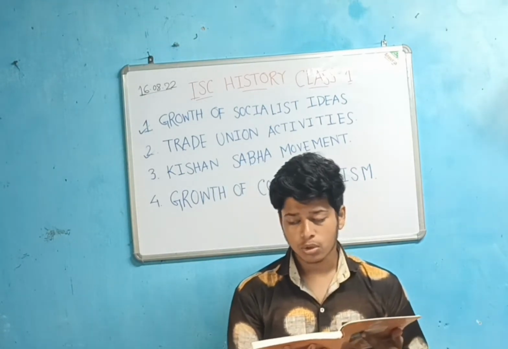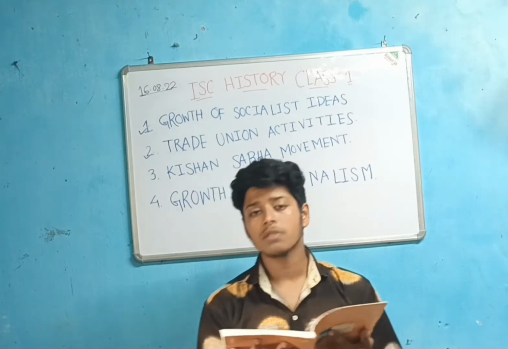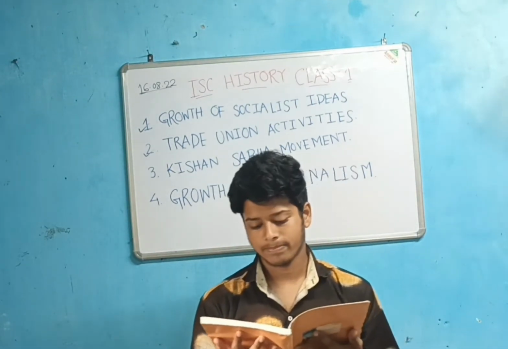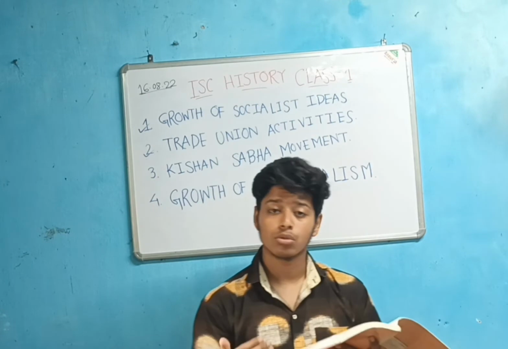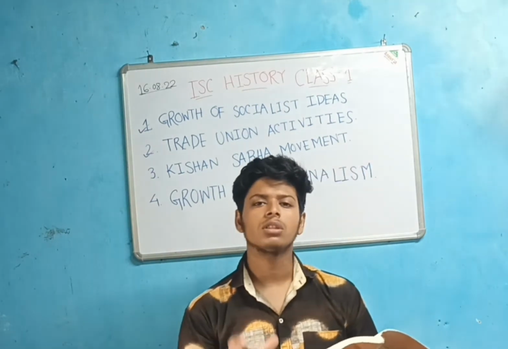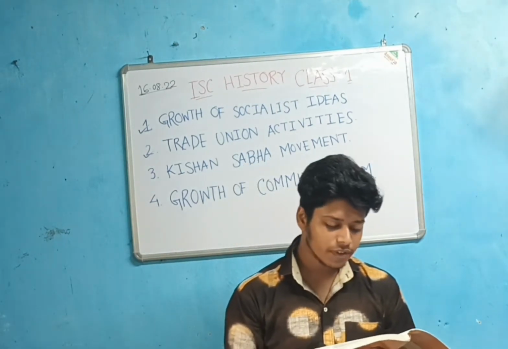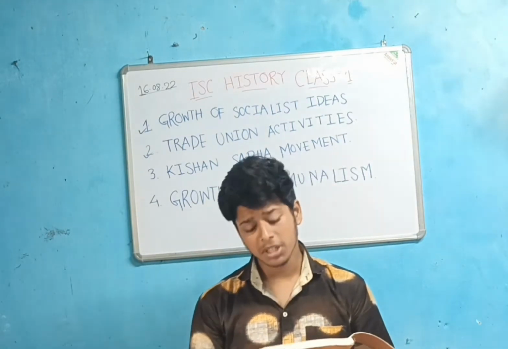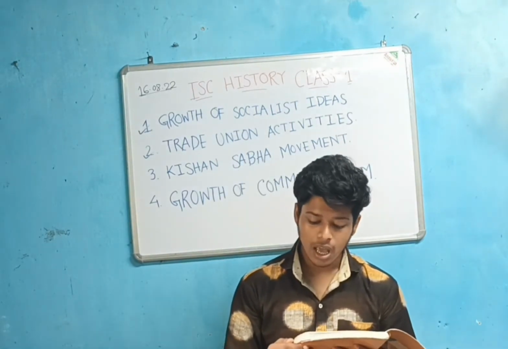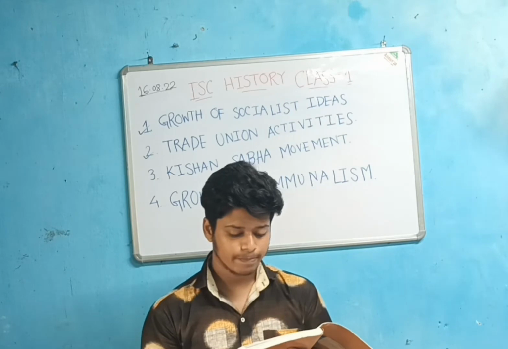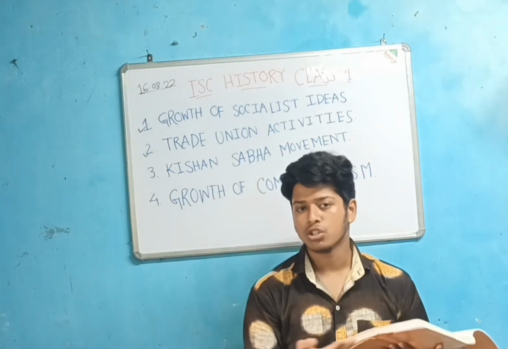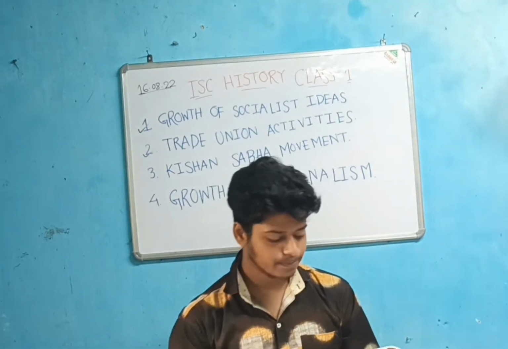The growth of trade unions was very slow because of the fear of dismissal. The workers feared that they would be dismissed, so the growth of trade unions was very slow. And the economic depression of 1929 to 1930 had its effect on our country. Many people lost their jobs and many factories closed down.